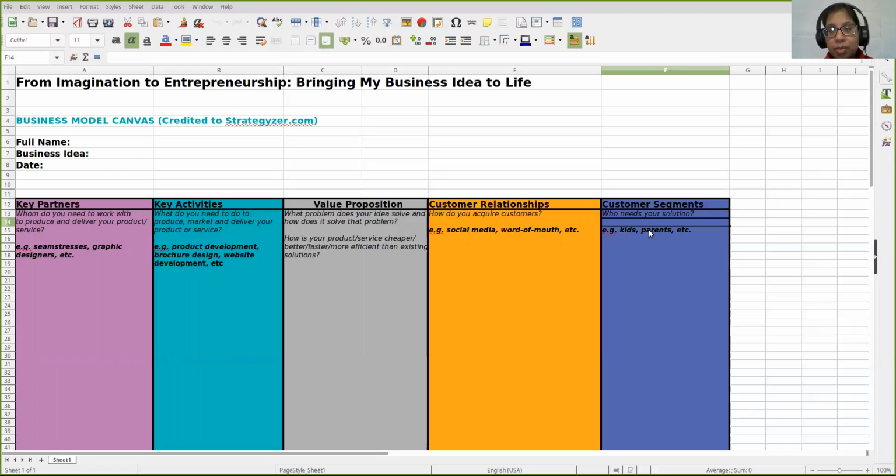And here you would be able to fill this out better now since you have done some market research as well, and you would know better who your customer segment really is, whether it's kids, parents, housewives, students, depending on what your business idea is. Okay? And the next section is customer relationships.